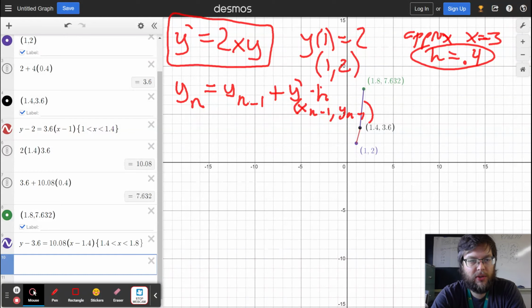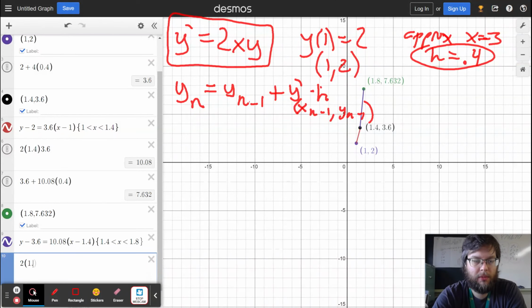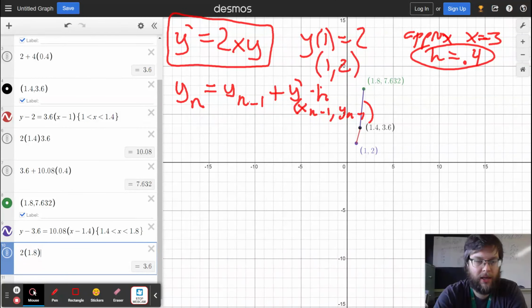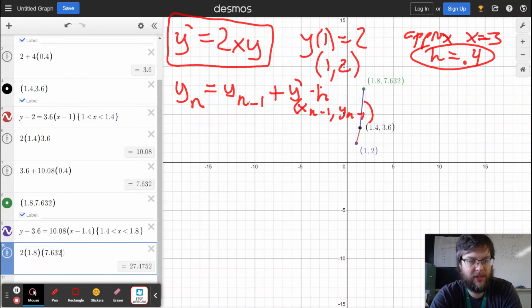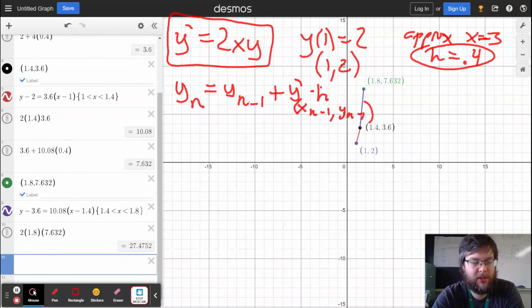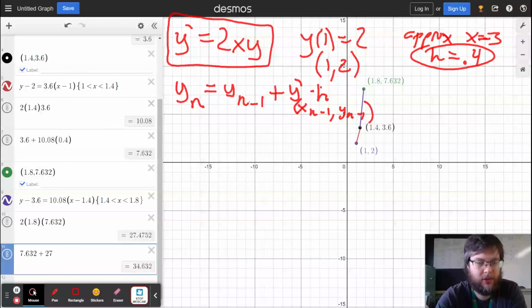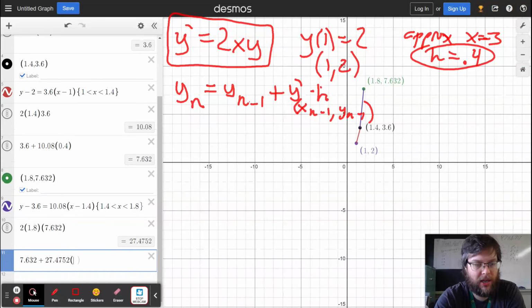We need to do a new slope. So the slope is 2 times x times y. And I'm just going to copy exactly what I had, 7.632. So I have 27 point, that's my new slope, 27.4752. And so then I have my old y value, 7.632, plus my slope, 27.4752, times my h value.